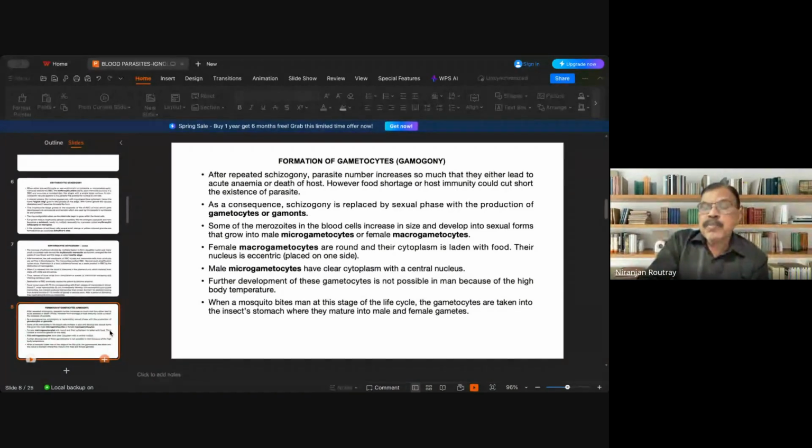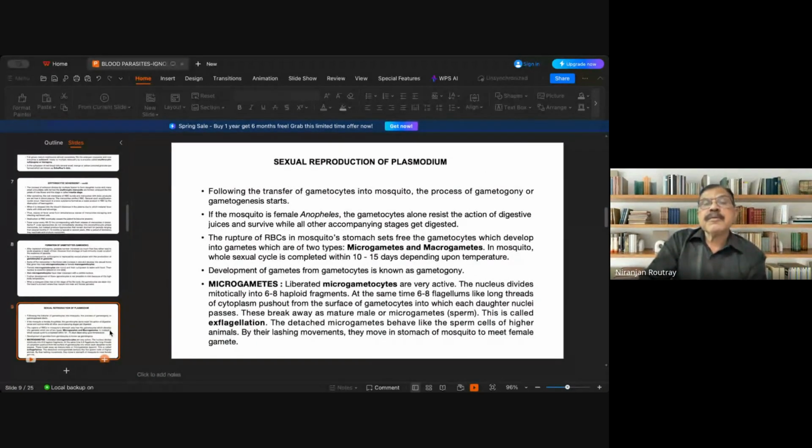In the stomach of the female Anopheles mosquito, this gametocyte will mature and give rise to the male and the female gamete. So gamogony is over. Gamogony means the formation of gametes, and now comes the sexual reproduction. What is sexual reproduction? Simply the fusion of the male and the female gamete. So the gametocytes are transferred to the body of the mosquito.